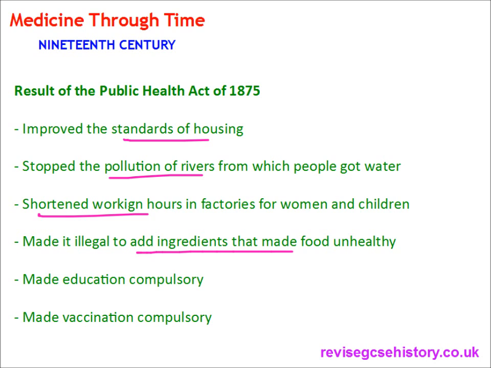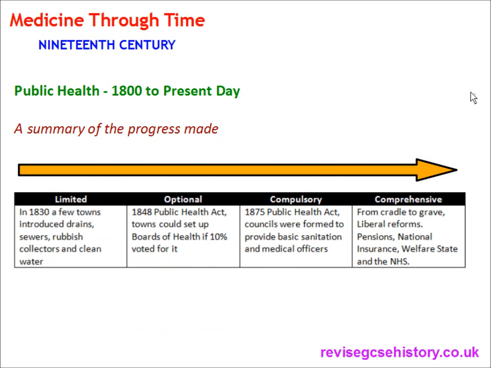But you may remember from your history lessons that a problem with public health in the early 1800s is that people put unhealthy ingredients in food, such as wood chippings, to make food healthier so they could make more money. This was now made illegal after 1875. Education was made compulsory, and vaccination was also made compulsory.